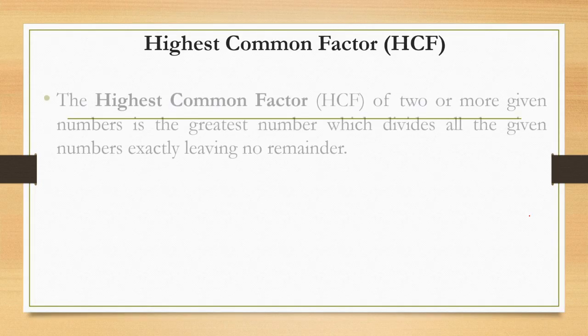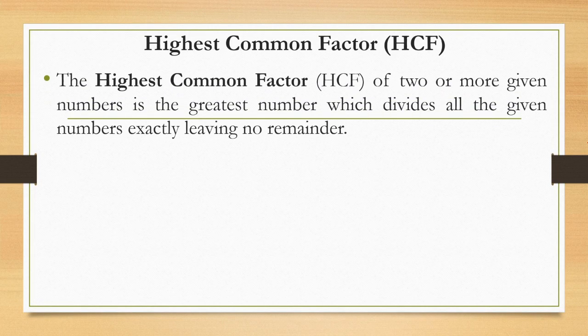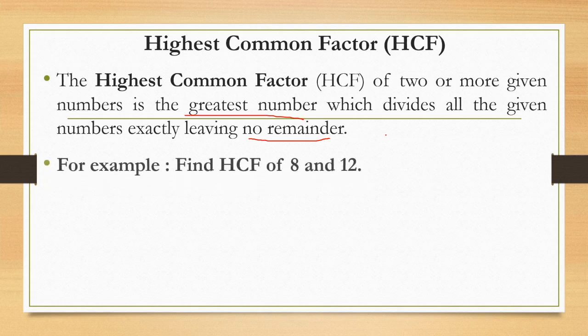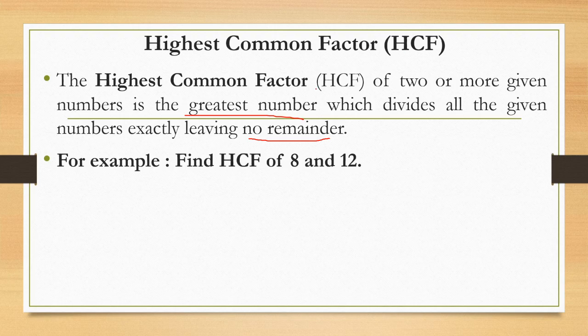The highest common factor of two or more given numbers is the greatest number which divides all the given numbers exactly, leaving no remainder. Remember this term also, leaving no remainder. So the highest common factor of two or more numbers is the greatest number which divides all the numbers exactly without any remainder. Now suppose we have to find the HCF of 8 and 12.